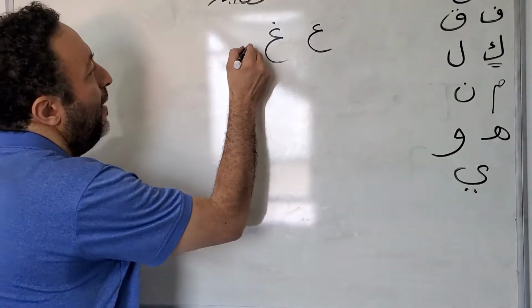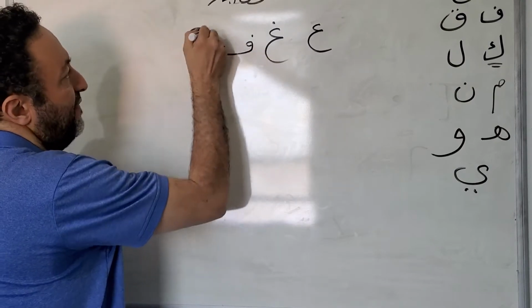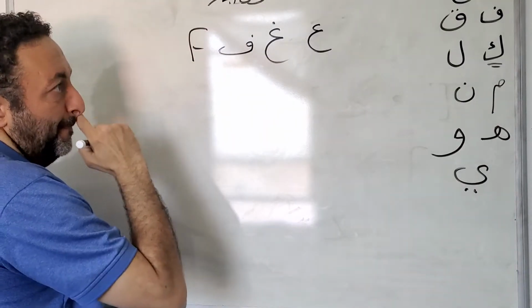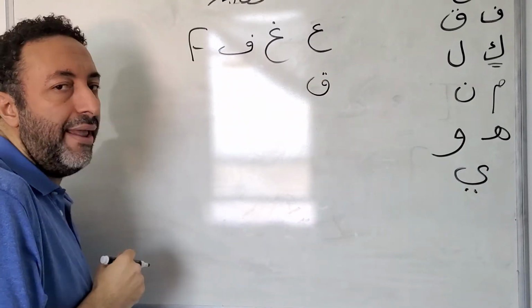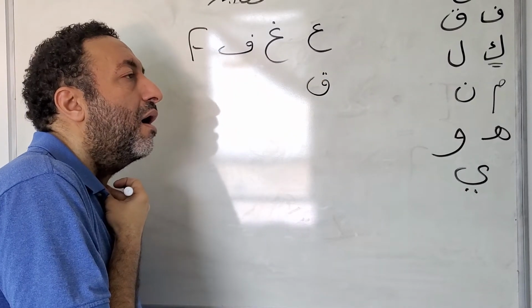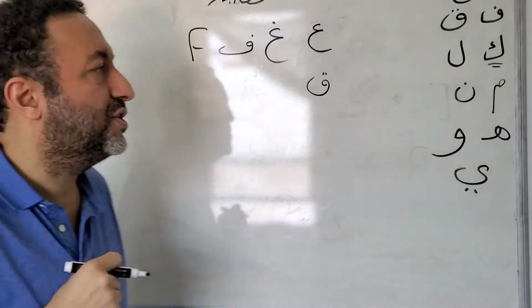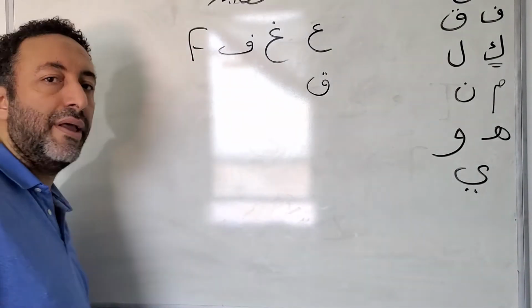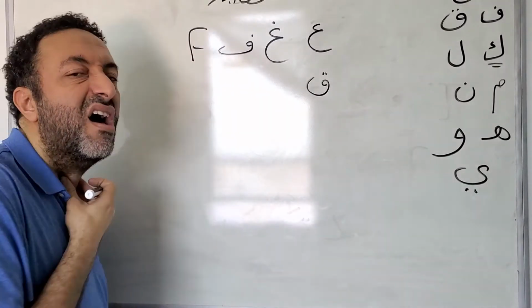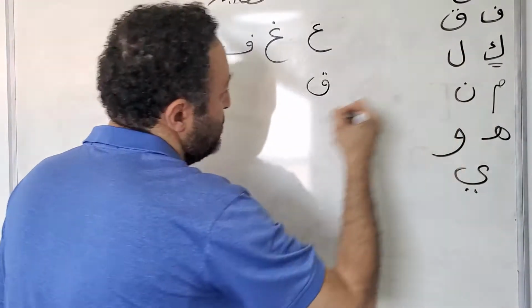And then we have Fe. Fe is basically F in English. And then we have Qaf. Similar to K, but it's not. Qa. It's like in Arabic we say it's the sound of the chicken chirping. It's not K. We'll come to K. Qa.